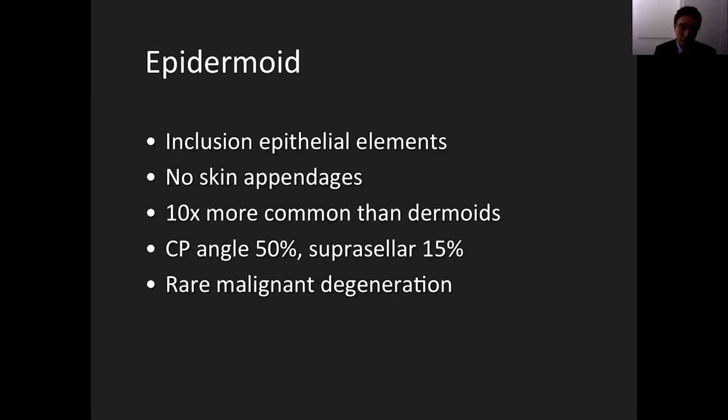Epidermoid tumors are retained epithelial elements, and basically they constitute masses of keratin, as opposed to dermoids. Epidermoids do not have skin appendages. They are much more common than dermoids, and half of them occur in the cerebellopontine angle, but a good proportion of them occur in the suprasellar region. Very rarely, epidermoids as well as dermoids can degenerate into squamous cell carcinomas because they are epithelial cells.